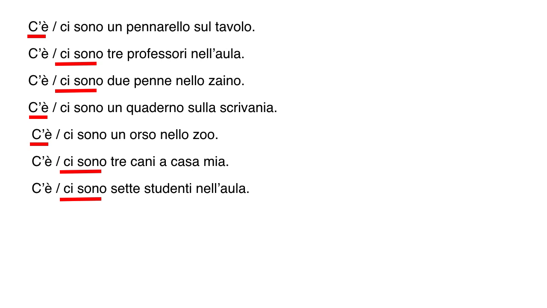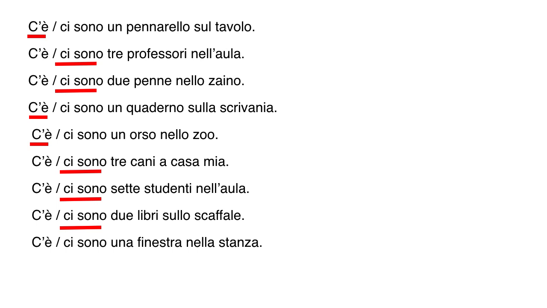A couple more examples. Due libri sullo scaffale. Uno scaffale vuol dire a shelf. Right? So, two books on the shelf. Books, so ci sono, right? Ci sono due libri sullo scaffale. And then, c'è o ci sono una finestra nella stanza? Una finestra. It's only one, right? So, c'è una finestra nella stanza.